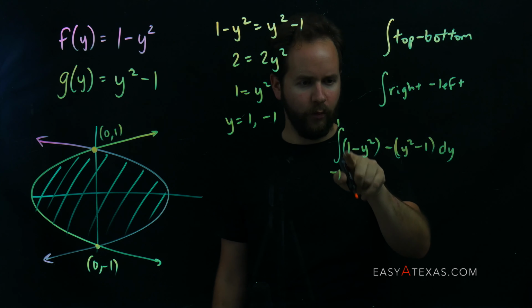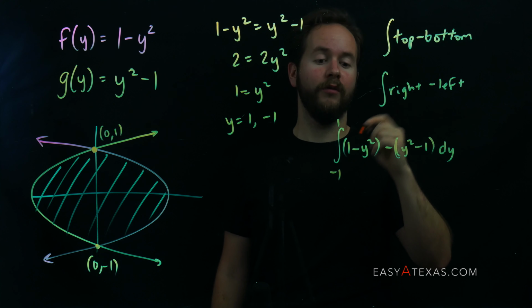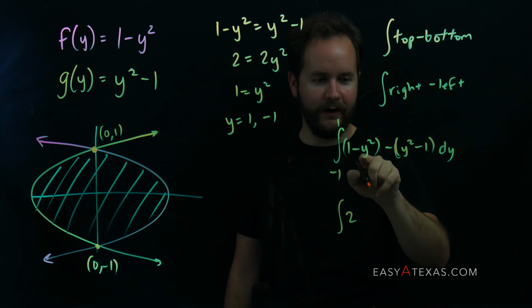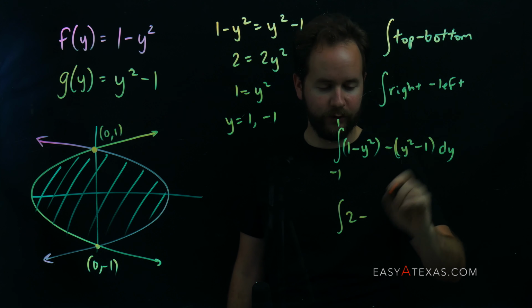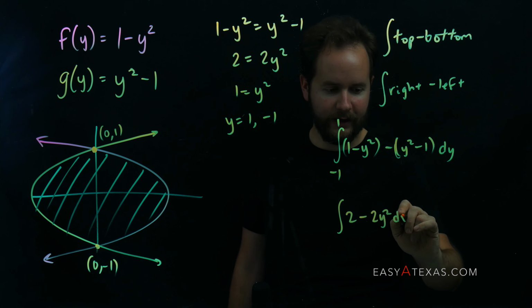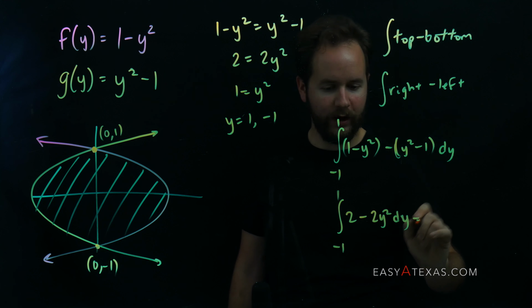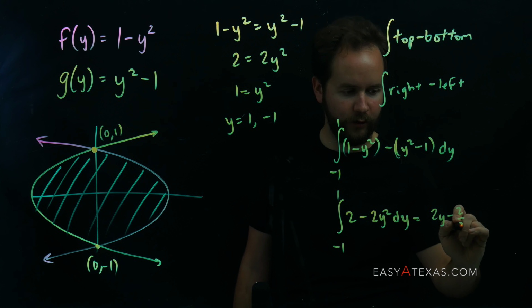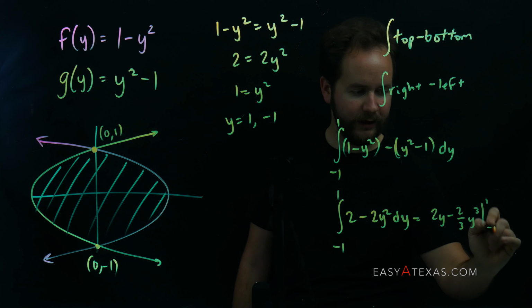I'm going to simplify this a little bit. 1 minus negative 1 is 1 plus 1, which is 2. And then negative y squared minus y squared is negative 2y squared. And then again, we're going to integrate this from negative 1 to 1. When I do, I get 2y minus 2/3 y cubed. Plug in 1, plug in negative 1, and find the difference.